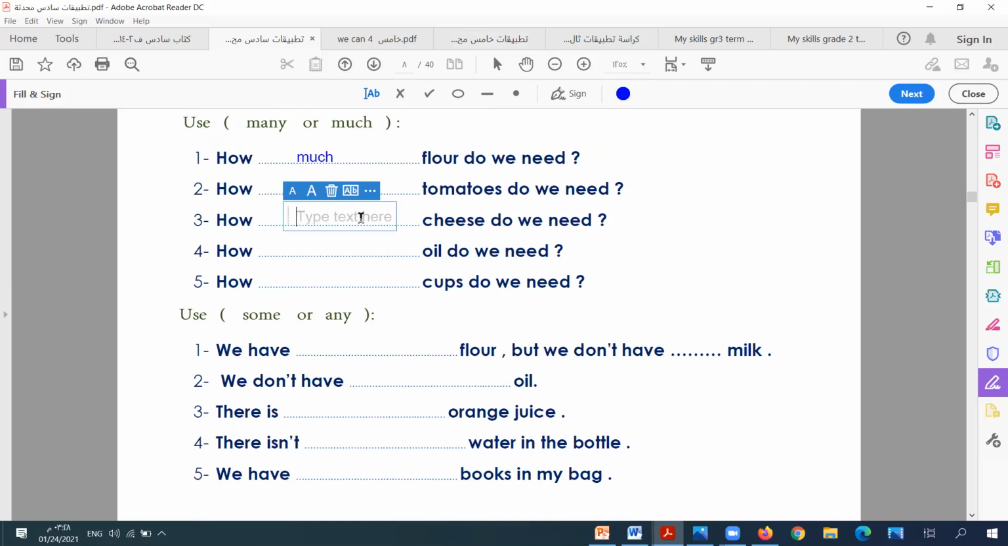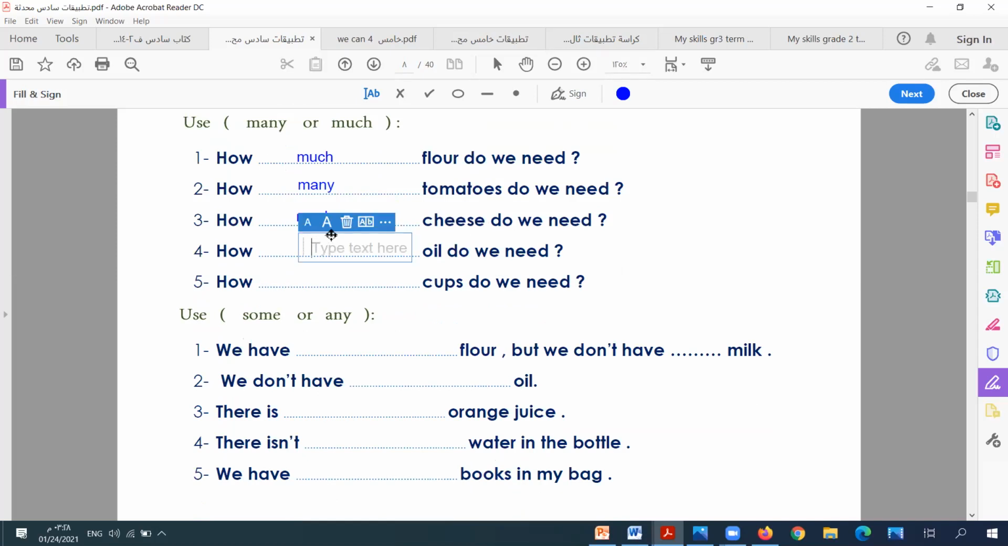So can you tell me, is cheese a countable or an uncountable noun? Yeah, cheese is an uncountable noun. So I'm gonna write much here. So how much cheese do we need?